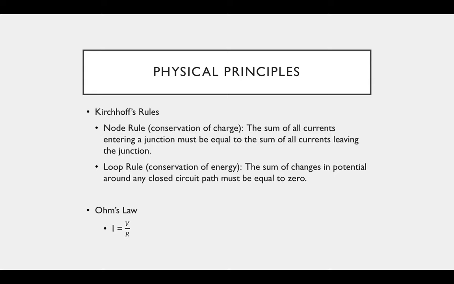So the physical principles used, first of all, were Kirchhoff's rules. The first rule that was used was the node rule, which is the same as the conservation of charge principle, and it states that the sum of all currents entering a junction must be equal to the sum of all currents leaving the junction. And then, secondly, the loop rule, which is the same as the conservation of energy principle, and it states that the sum of changes in potential around any closed circuit path must be equal to zero. And then finally, we used Ohm's law, which states that the current is equal to the voltage over the resistance.